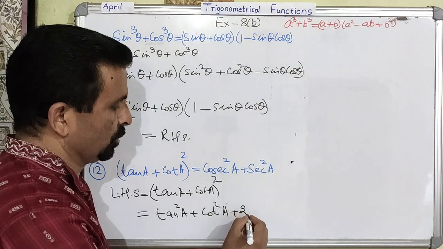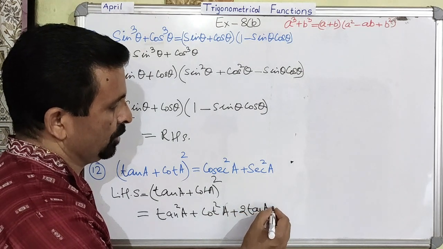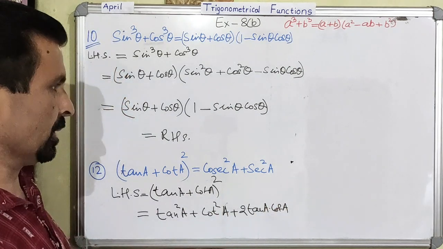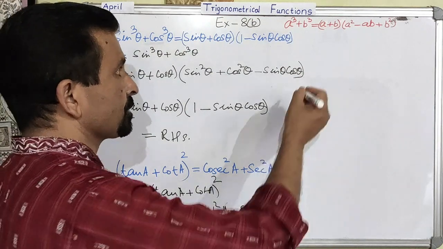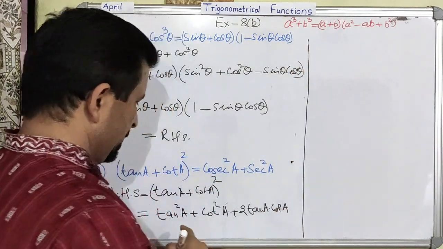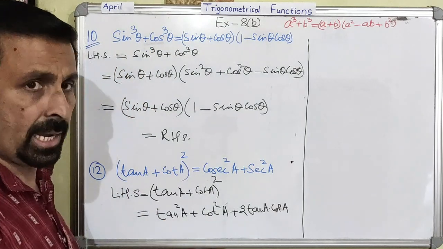So this is plus 2 tan A into cot A. Is this okay? Now, this tan square A plus cot square A, we don't have any identity for this.